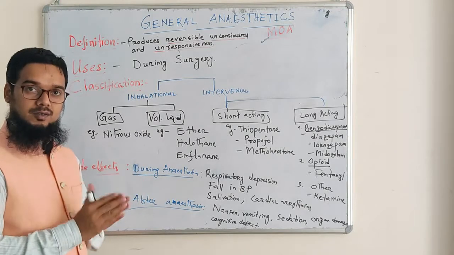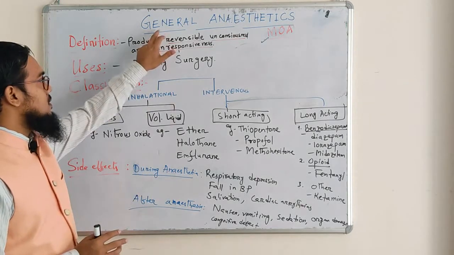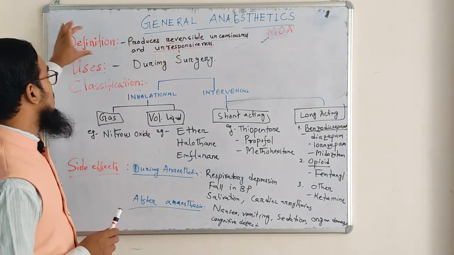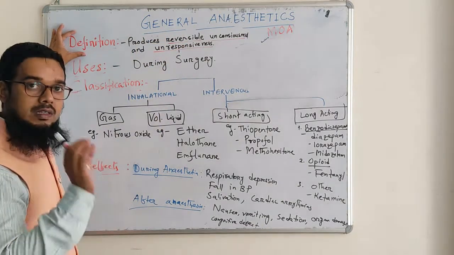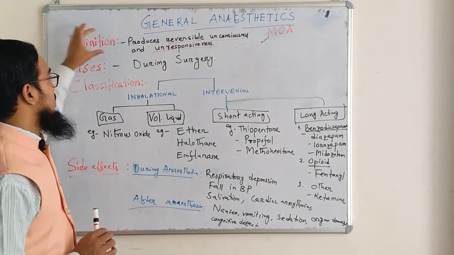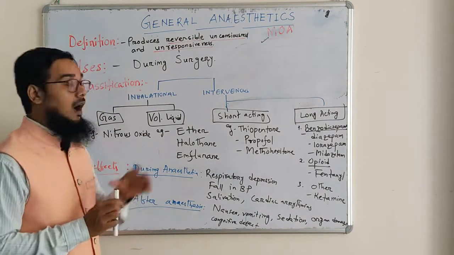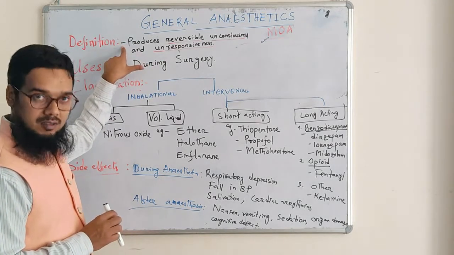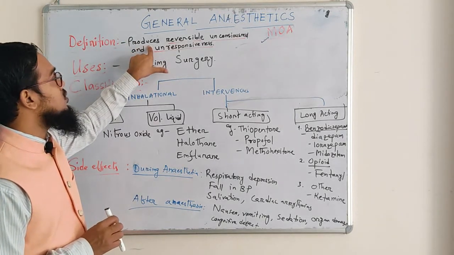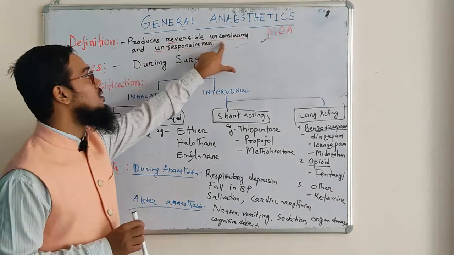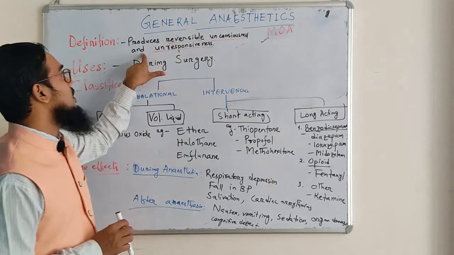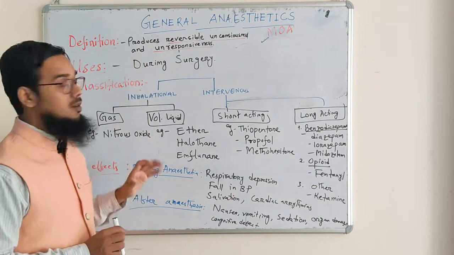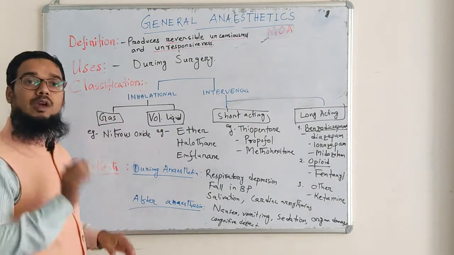Well, dear students, today we will discuss general anesthetics. First of all, we will know the definition. What are general anesthetics? General anesthetics are the agents or compounds or drugs which produce reversible unconsciousness and unresponsiveness in a person. So three things mainly we have to know.